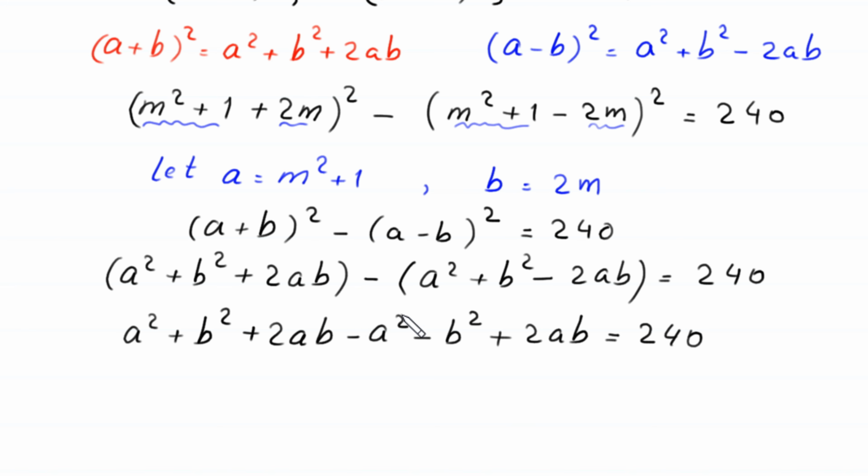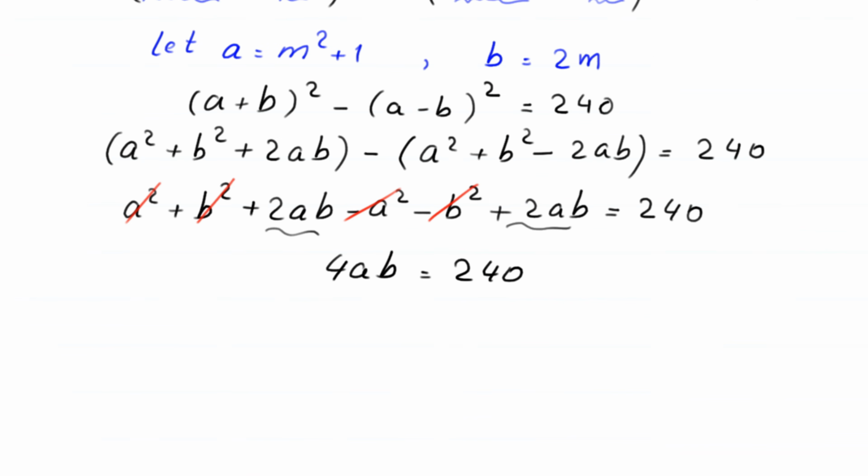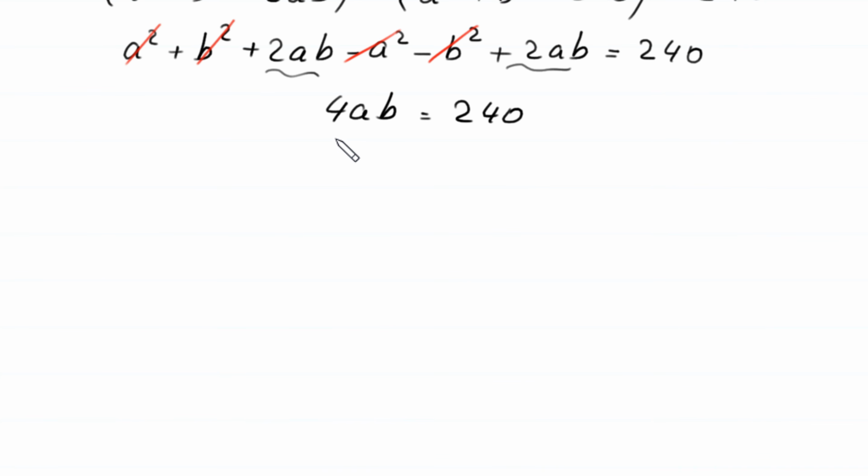Now this negative a^2 will be cancelled out with this positive a^2. This negative b^2 will be cancelled out with this positive b^2. This 2ab plus 2ab will become 4ab is equal to 240. From here we divide both sides by 4. So this 4 will be cancelled out with this 4, and at left hand side we are left with a times b is equal to this 240 divided by 4, which is 60.